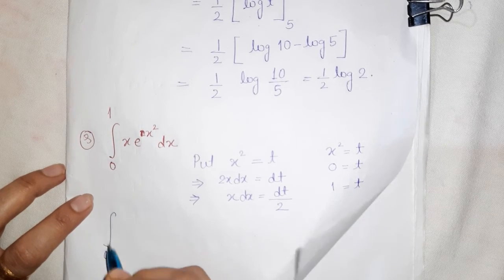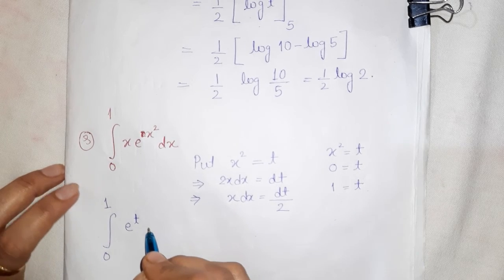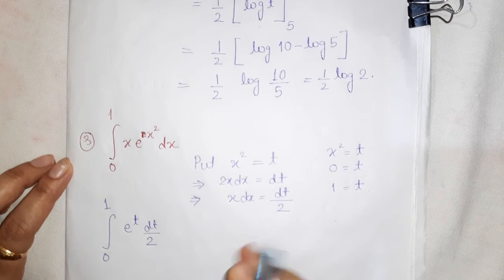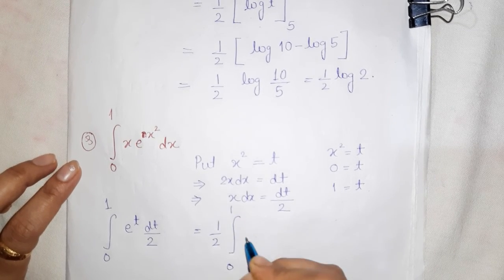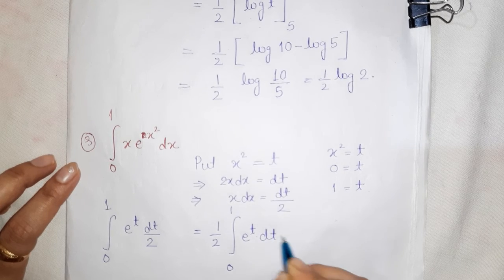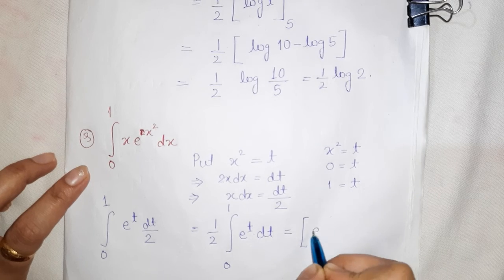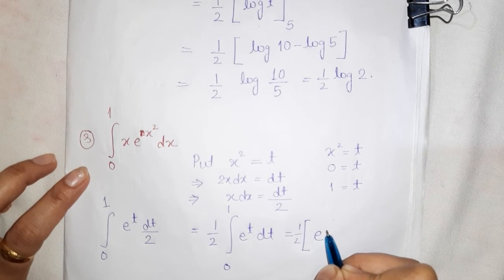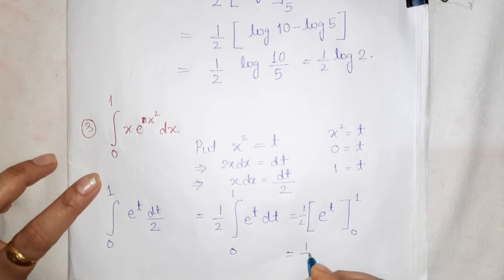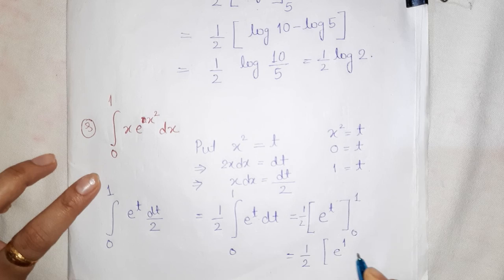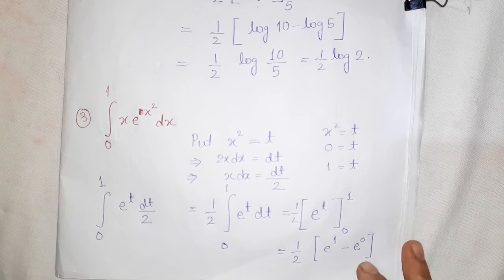So our integral will be 0 to 1 e to the power t, because x square is t, and x dx will be dt by 2. Then half the integration from 0 to 1 of e to the power t dt. What is the integration of e to the power x? It is e to the power x, so we get half e to the power t from 0 to 1. So we get half of e to the power 1 minus e to the power 0. This is our value of the integral.